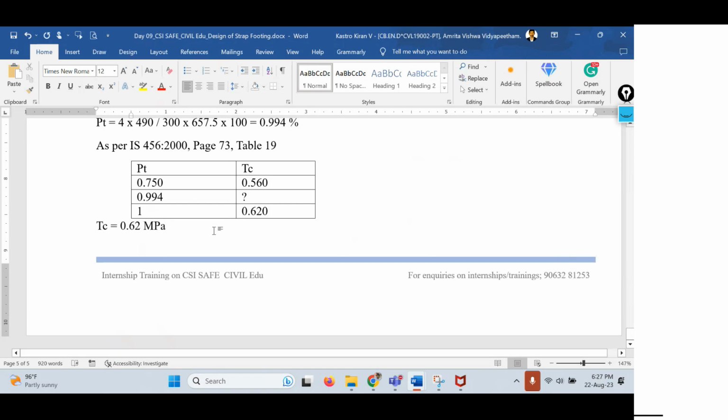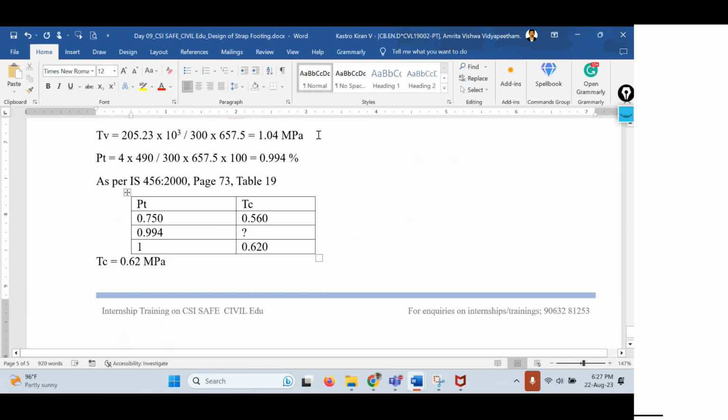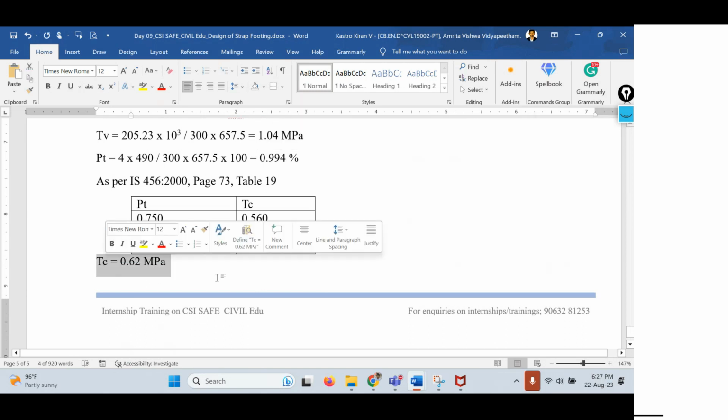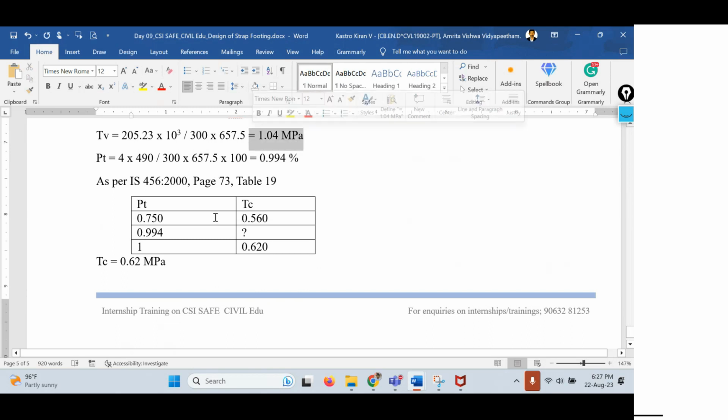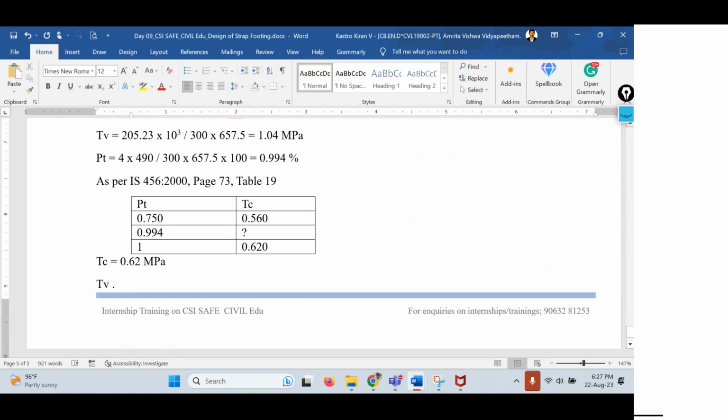Now we have to verify whether tau v is less than tau c or not. So tau v is 1.04, tau c is 0.62. So tau v here is greater than tau c. Okay, tau v is greater than tau c.